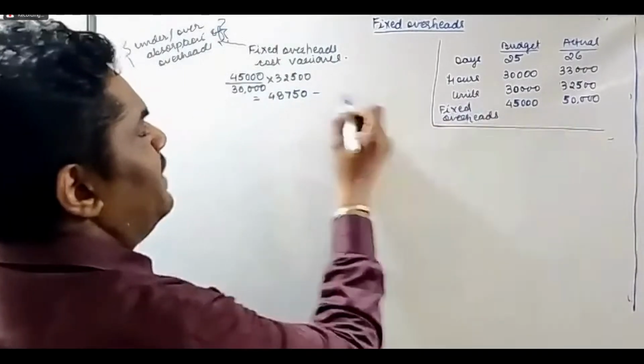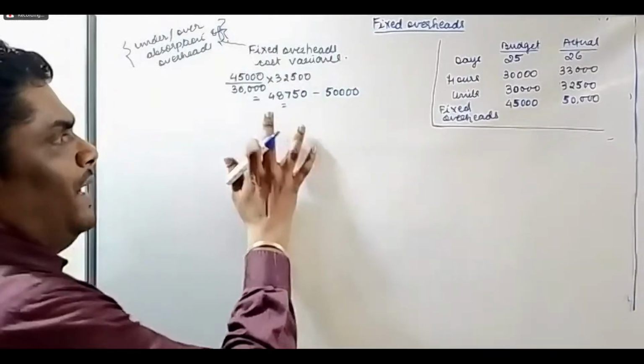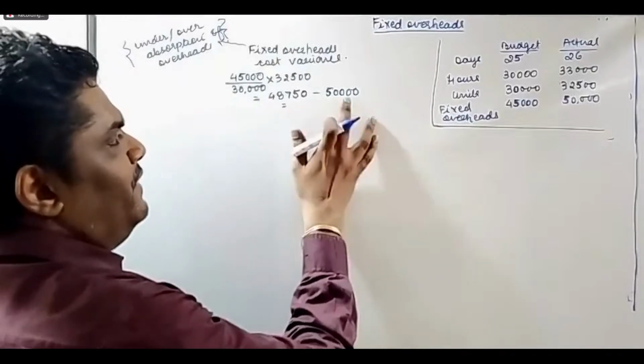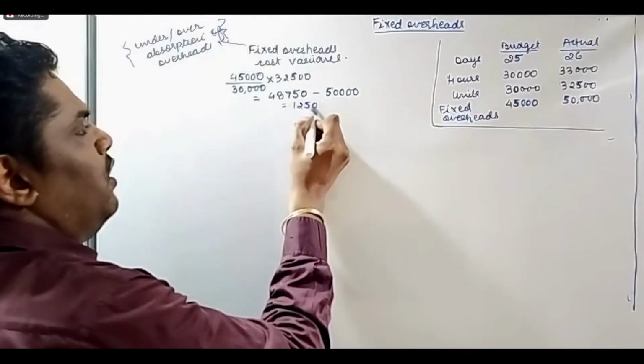Minus my actual overheads, which are 50,000. So my absorbed overheads are 48,750 and my actual overheads are 50,000. So 1,250 extra, we call it as adverse.